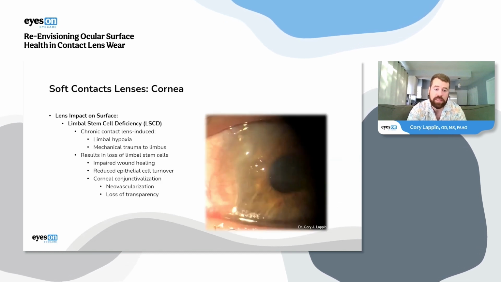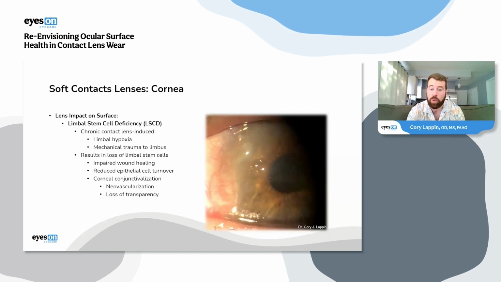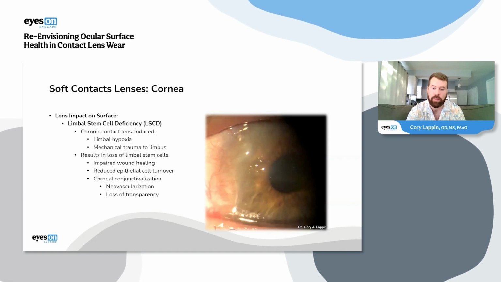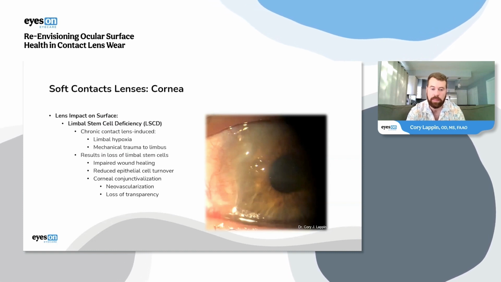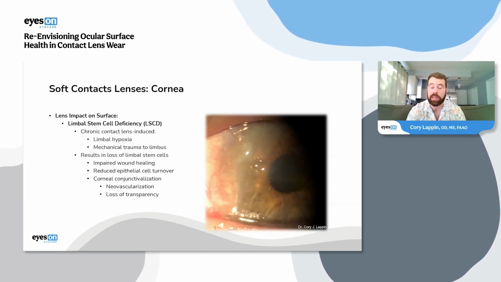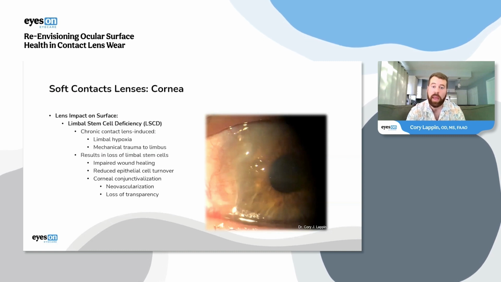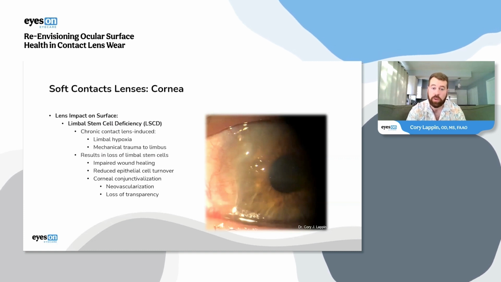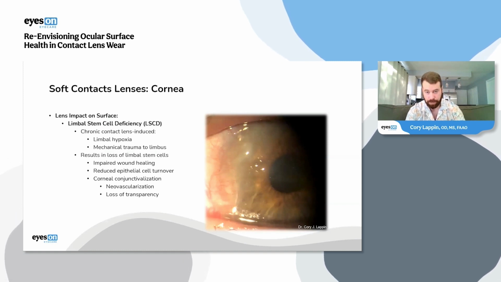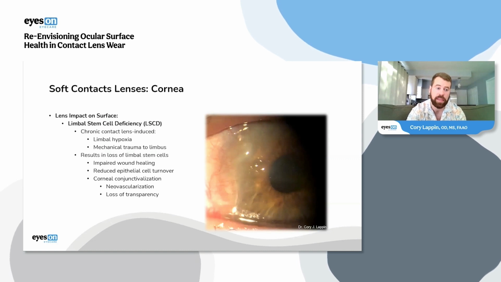And while uncommon, one serious side effect of contact lens wear is corneal limbal stem cell deficiency. The corneal epithelium is highly mitotically active. It's turned over every 3 to 10 days, and the source of these cells originates from the limbus. So as I mentioned earlier, if you have mechanical trauma against the limbus or hypoxia, it can damage this delicate structure, and you're going to lose those limbal stem cells, so you're not able to replenish the corneal surface. So you're going to get impaired wound healing and reduced epithelial cell turnover, and you can even get corneal conjunctivalization, which can cause neovascularization, scarring, or loss of transparency. So this is why it's so important to always look at the interaction between the limbus and the lens edge to make sure you're not getting potential irritation.